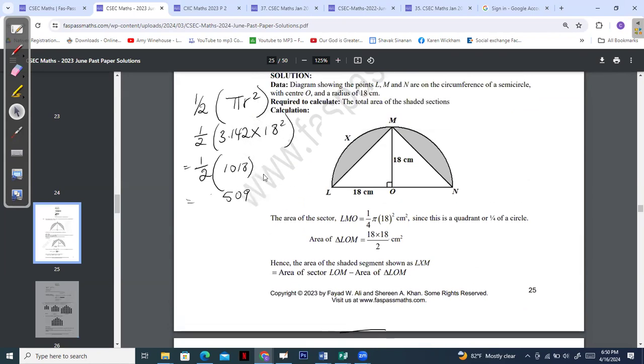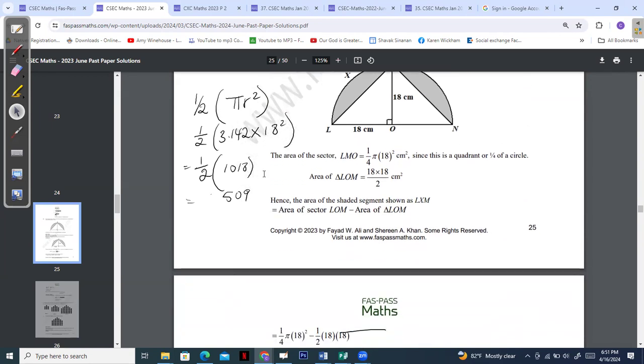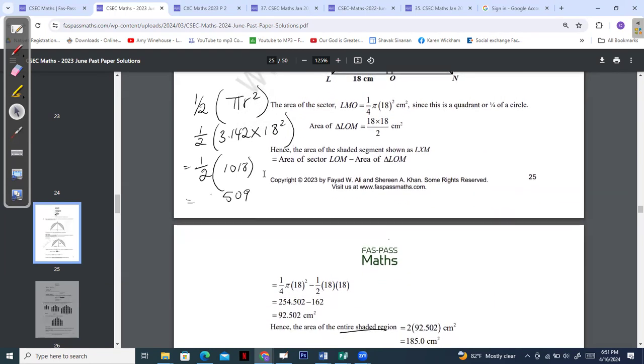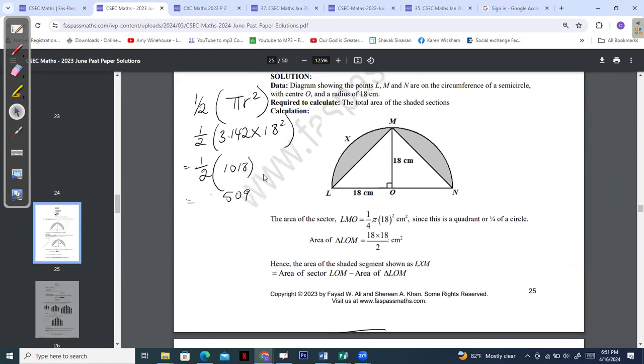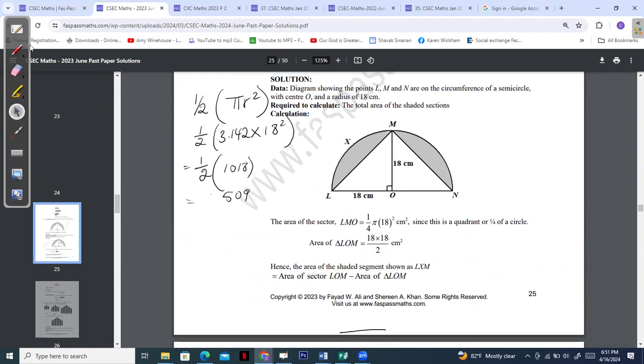Oh, that's what we were doing before. So we know the area of this one triangle. How much will we get? Half base times height, which is half of 18 times 18. So that would be 9 times 18, which would be what? 162?